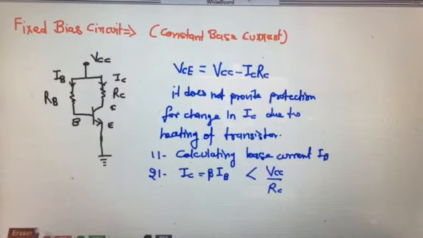And how we can see whether this transistor is working in active region or in saturation region. Then we determine its quiescent point or operating point by calculating base current and then collector current with this relation, and this collector current should be less than VCC upon RC.